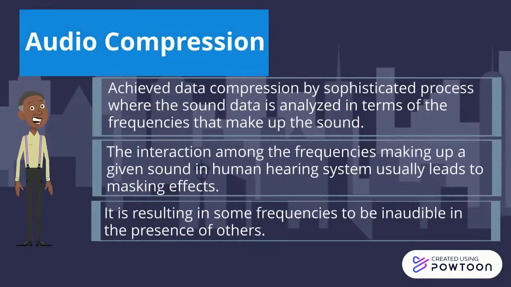First, data compression is achieved by a sophisticated process where the sound data is analyzed in terms of the frequencies that make up the sound. Second, the interaction among the frequencies making up a given sound in the human hearing system usually leads to masking effects. Third, it results in some frequencies being inaudible in the presence of others.